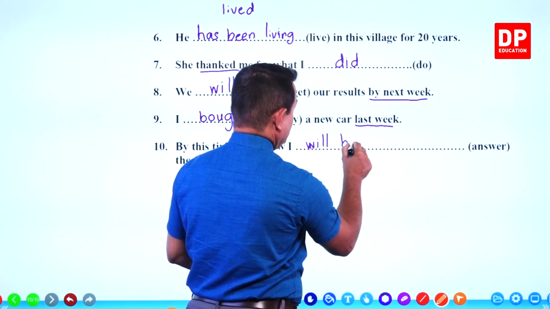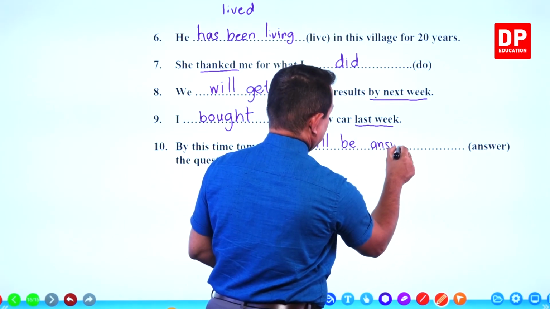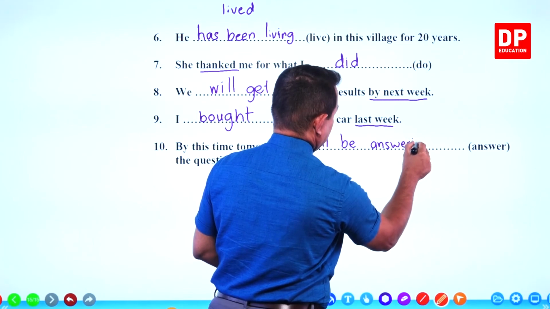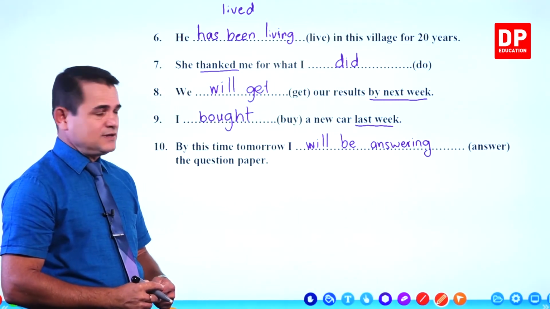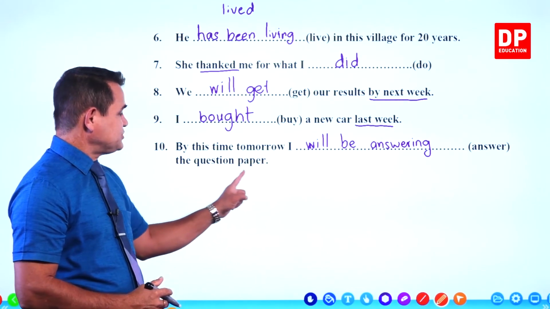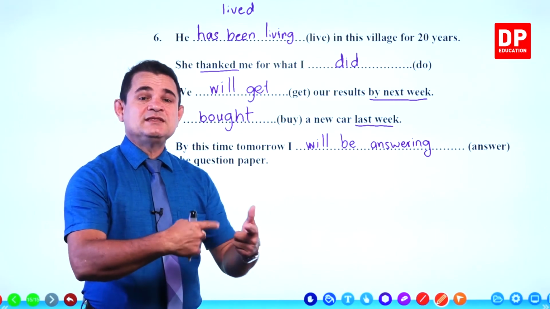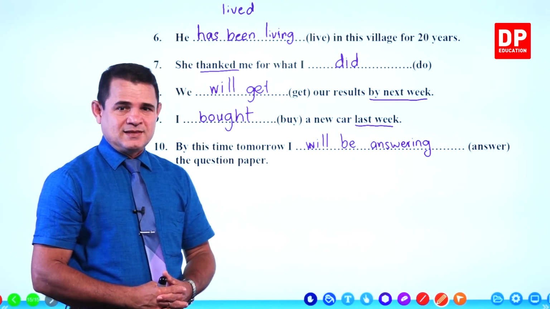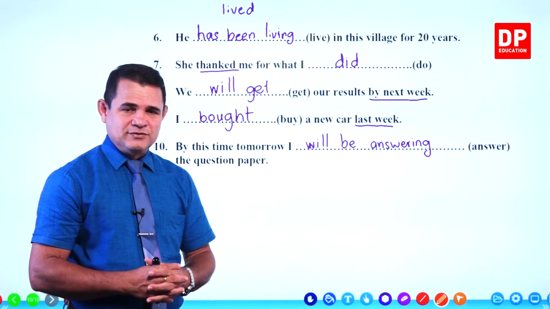I will be answering. Answering. I will be answering, future continuous. I will be answering the question paper. Mama prashna patrayata pilithuru demin indivi. Right. I know that will be happening in future.